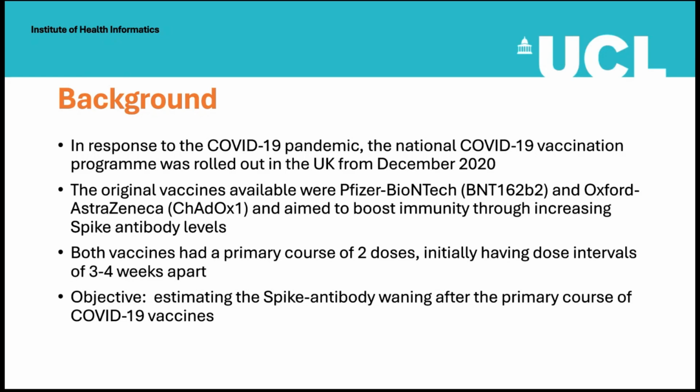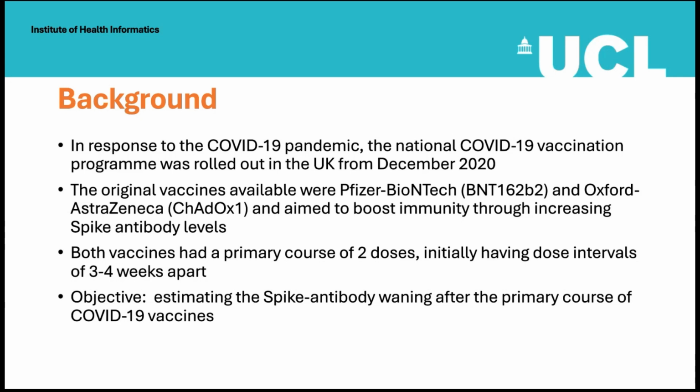The first vaccines that were available in the UK, as we may remember, were the Pfizer-BioNTech vaccine, also known as the very catchy BNT162b2, and the Oxford AstraZeneca vaccine, also called ChAdOx1. And both of these aimed to boost the immune system response to the virus by increasing antibody levels. Now, antibodies are produced by the immune system as a first line of defense in response to infections such as SARS-CoV-2, which is the virus that causes COVID-19.